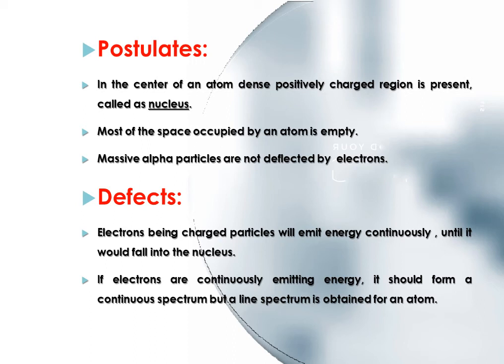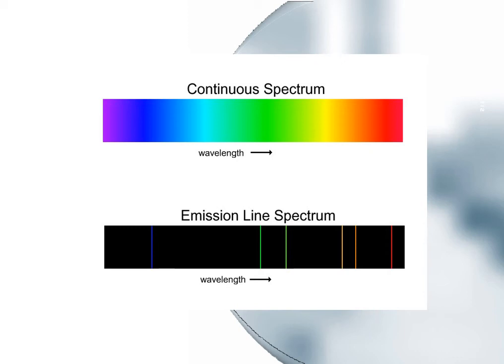Second defect is that if electrons are continuously emitting energy, it should form a continuous spectrum. But a line spectrum is obtained for the energy of an electron in an atom. Now look at this picture. In this picture you can see a graph for continuous spectrum and a graph for line spectrum. Spectrum is actually the combination of colors.